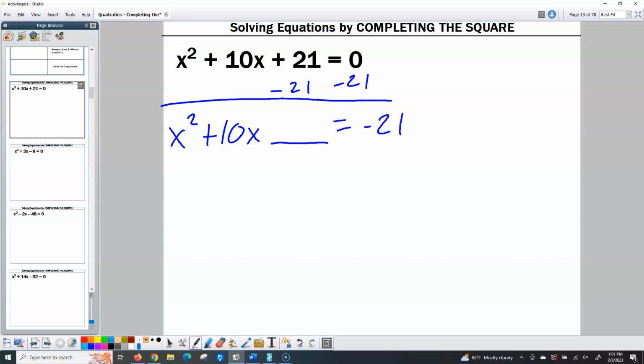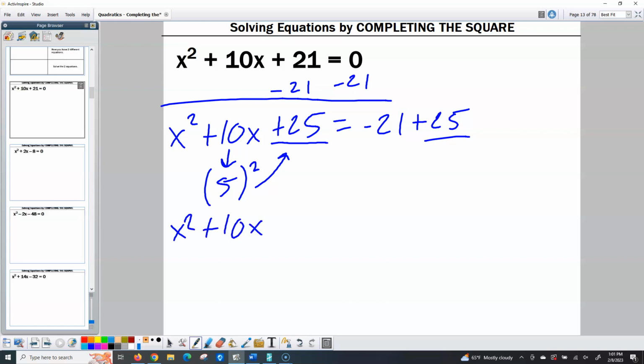And I'm going to take half of this b term. Half of 10 is 5. 5 squared is 25. So you take half of the b term, square it, it goes in that blank right there. Once you do one side of the equation, you got to do the other side. So I got plus 25 over on the other side too. So just kind of cleaning that up, I've got x squared plus 10x plus 25 equals 4 now.